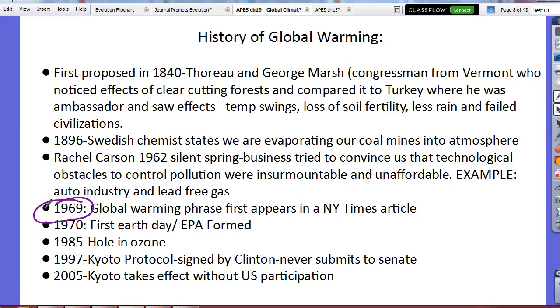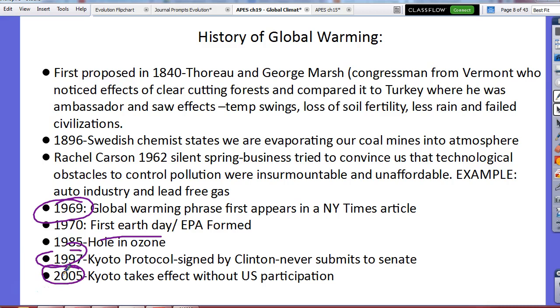You guys know about the 70s? What do we know about the 70s? Hippies, right? Hippies are the reason that we have all of this environmental stuff. They were the ones that first pushed for the environment to be taken care of. So we have the first Earth Day in 1970, formation of the Environmental Protection Agency. In 1985, the hole in the ozone layer was identified. And then we get to 97 and 2005 in the Kyoto Protocol, which we'll talk about.